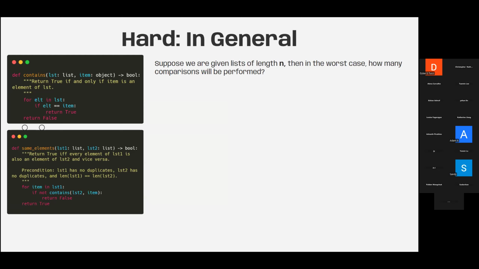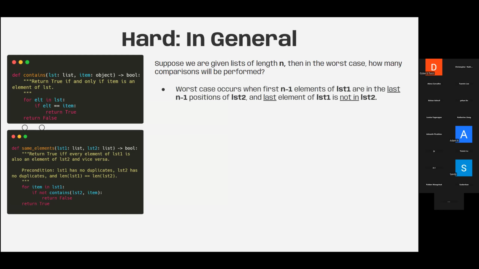All right, so in general, if we are given lists of length n, then in the worst case, how many comparisons will be performed? Well, like we said, the worst case occurs, as we saw with that example, when the first n-1 elements of list 1 are in the last n-1 positions of list 2, and the last element of list 1 is not even in list 2, like we saw in that previous example.